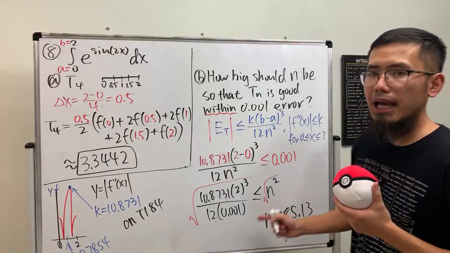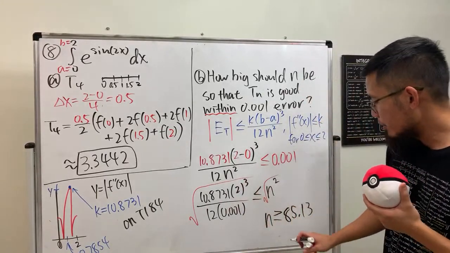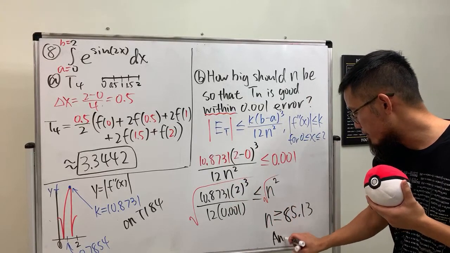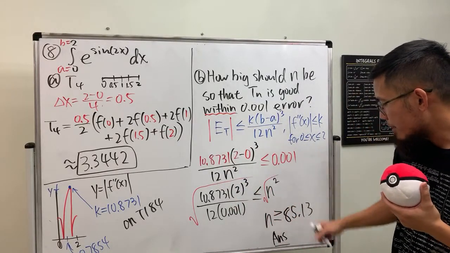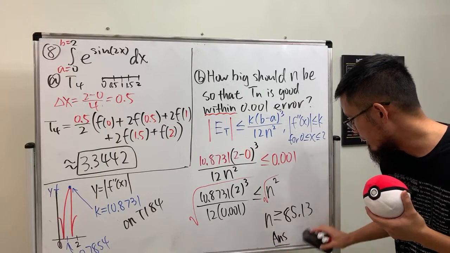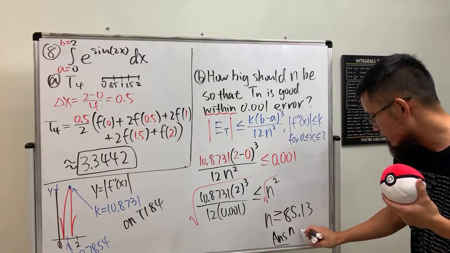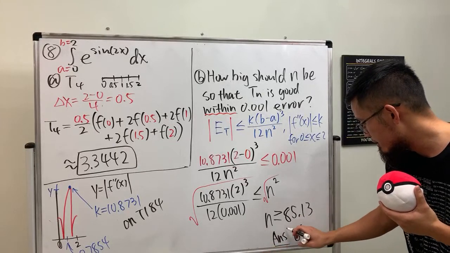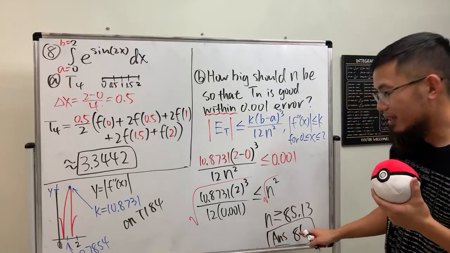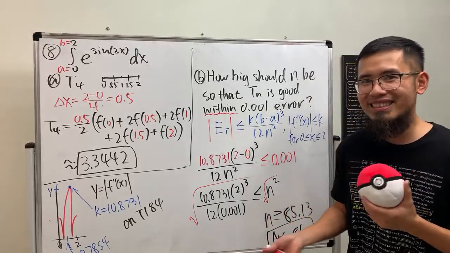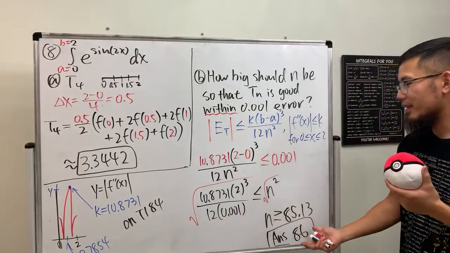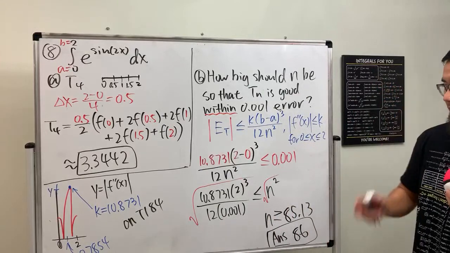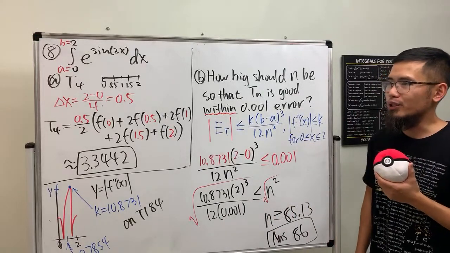Well, n has to be a whole number. So finally, the answer is actually just rounded up. So I will just say n should be 86. Technically, I want to write down n should be 86, but if you put down 86, that's totally okay. Right? So that's it for that. So I will step aside a little bit, let you guys look at this question.